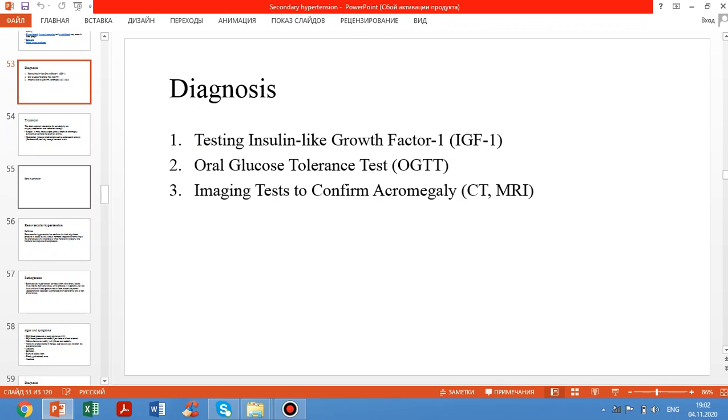Diagnosis. Testing insulin-like growth factor 1. Oral glucose tolerance test. Imaging test to confirm acromegaly.